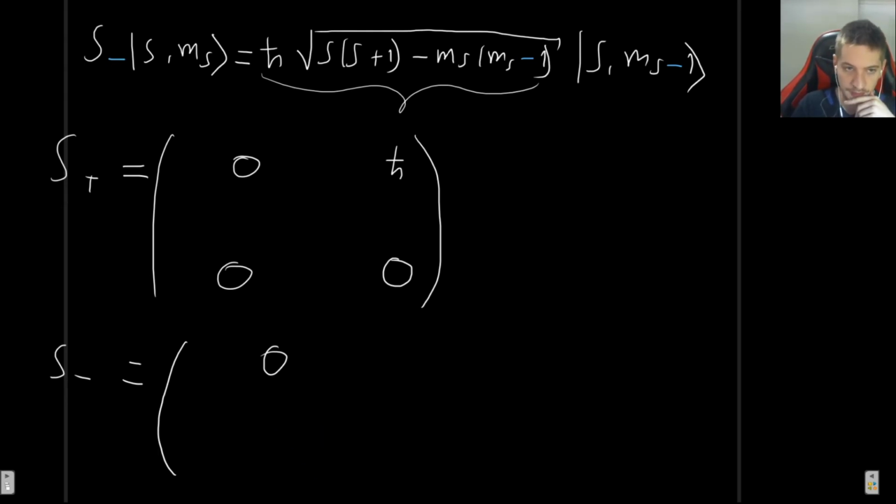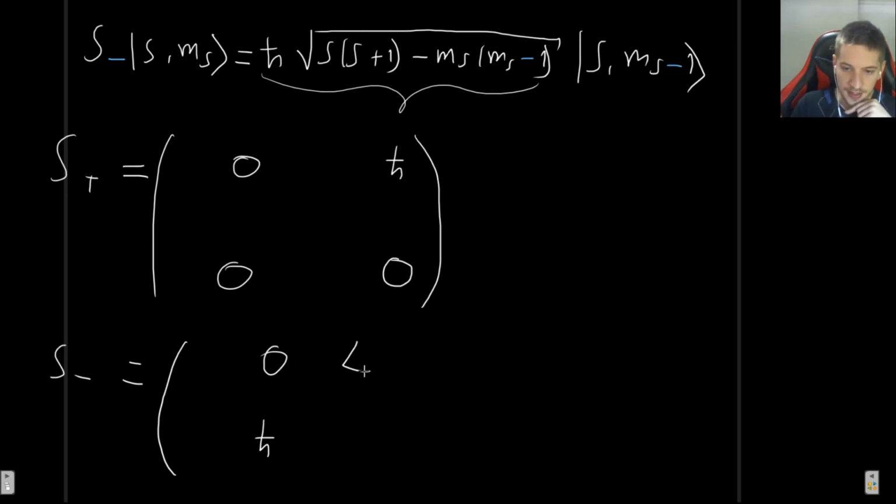So what is this alpha? We calculate it from here. So h bar, what is s? S is 1 half, so this is going to be 3/4 minus, and m in this case is 1 half, so we get minus 1 half, and then we have 1 half minus 1, so this is going to be just minus 1 half. So here we get minus minus, this is going to be plus 1/4, so inside the square root we are going to get simply 1, so square root of 1 is 1. So, and let me write it like this, h bar.